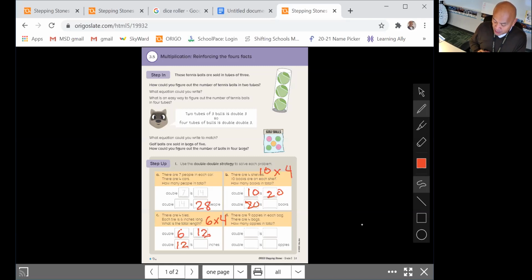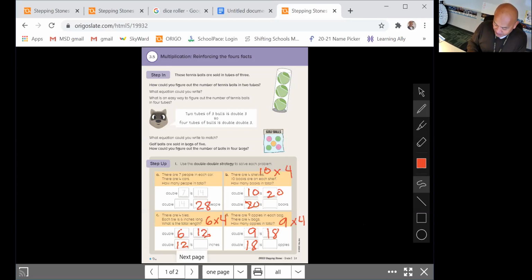And D, there are 9 apples in each bag. There are 4 bags. How many apples in total? Who can tell me what the multiplication equation is for this? You're right. 9 times 4. And what are we going to double? The 9 or the 4? That's right. We're going to double whatever is not a 4. And that happens to be the 9. So double 9 is 18. Now we've got to double the 18. What do you get? I'm not going to tell you.